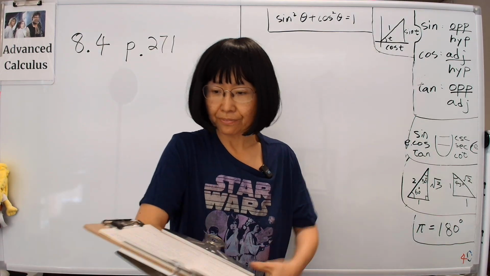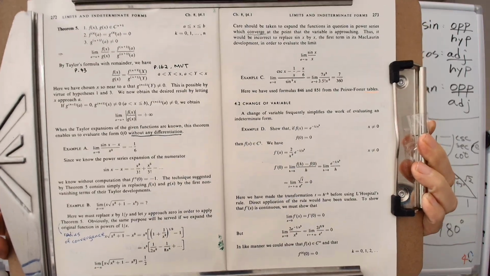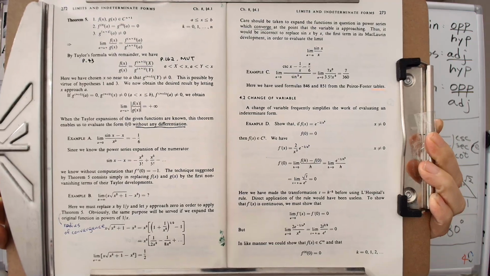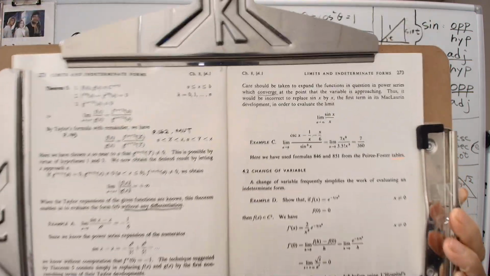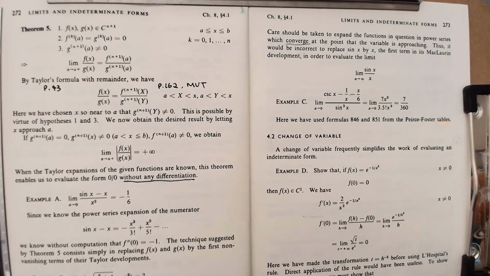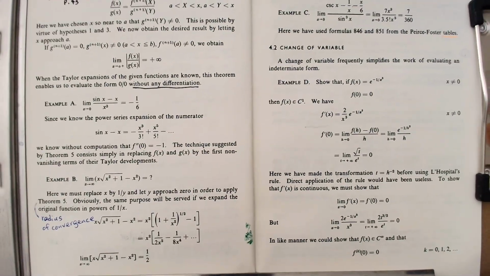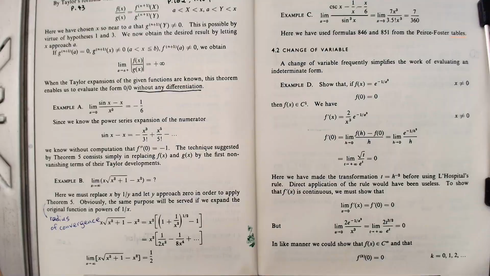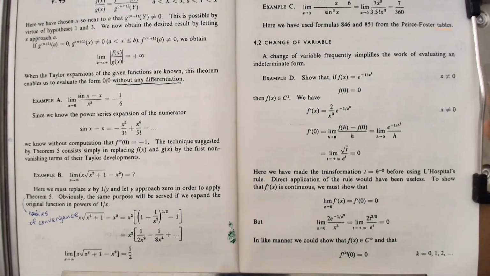Next, page 272 and 273. Let's see, all right. A little closer, maybe like that. Okay, and then a little bit closer on the top, and closer on the bottom. Good enough.